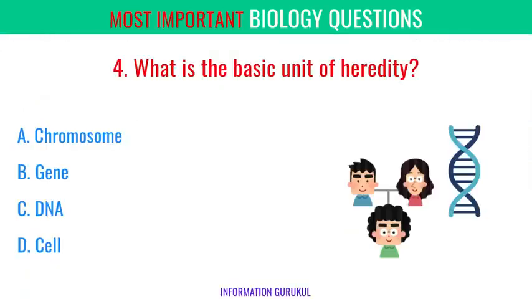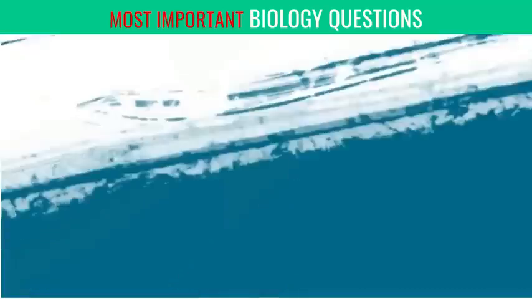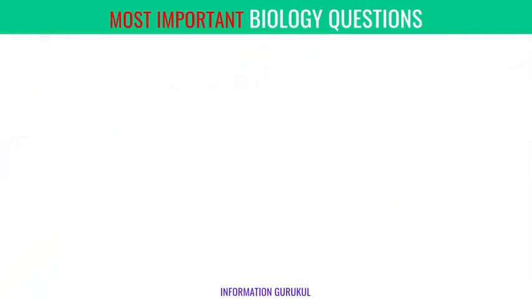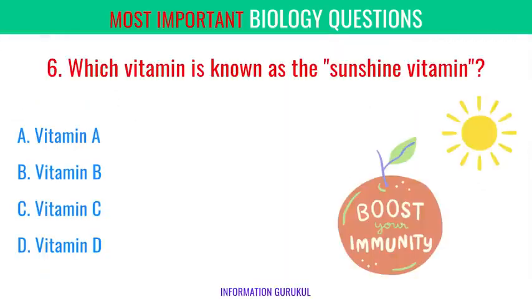What is the basic unit of heredity? Gene. What is the powerhouse of the cell? Mitochondria. Which vitamin is known as the sunshine vitamin? Vitamin D.